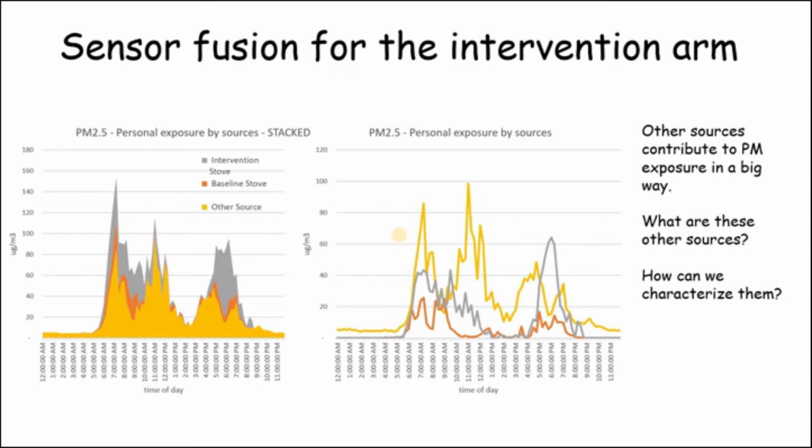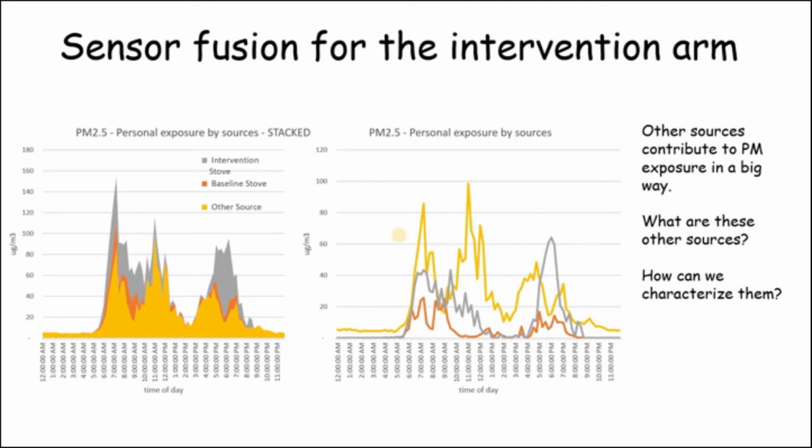The first thing that we can see is that the yellow other source category is a big contributor of the overall exposure. That in itself is very useful information that would have been hard to notice without doing this kind of analysis. And then we see that the intervention stove contributes around 40-60% peak during the main cooking events, while the baseline stove is more around the 20 microgram per cubic meter contribution on average for each of those cooking events.